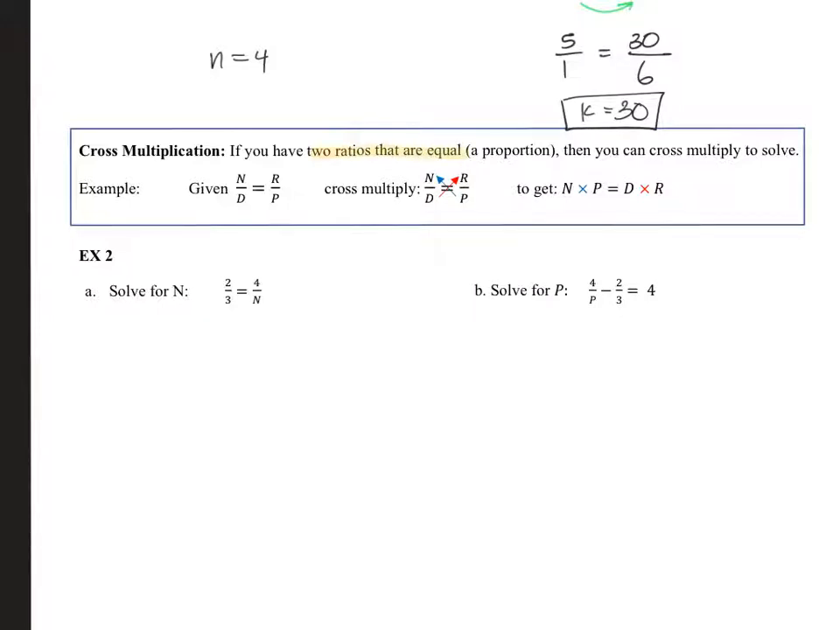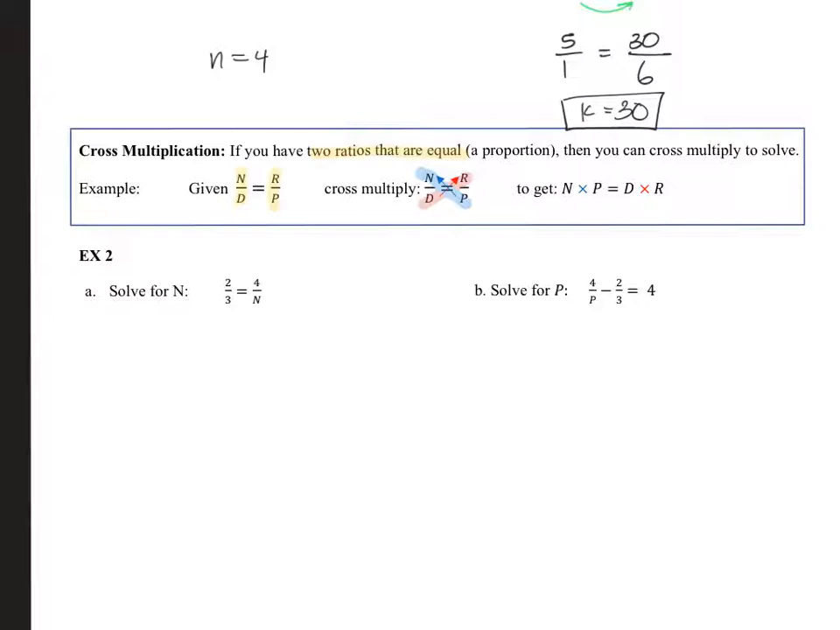So for example, if we're given this proportion, how we would solve is you'd multiply, and it looks like a cross, which is, I believe, where we get the name cross multiplication. You'd multiply the denominator of one fraction to the numerator of the other fraction, and then multiply the numerator of the first fraction to the denominator of the second fraction. So let's go ahead and use this method to solve. So we have our fraction.